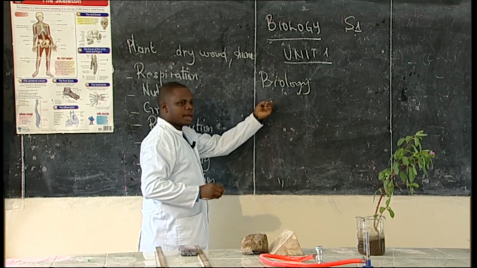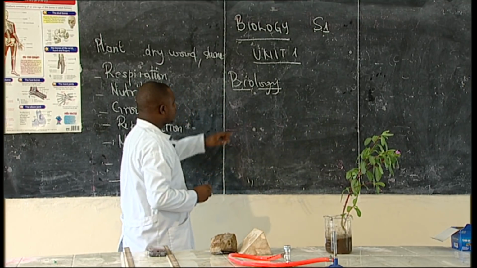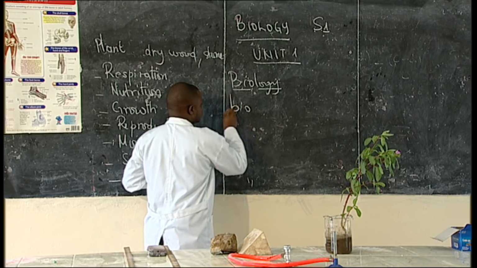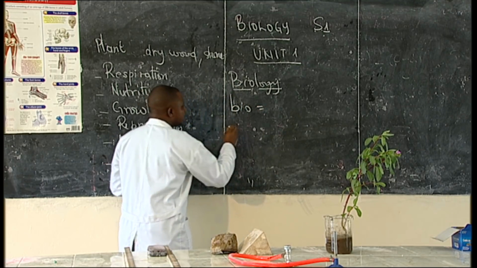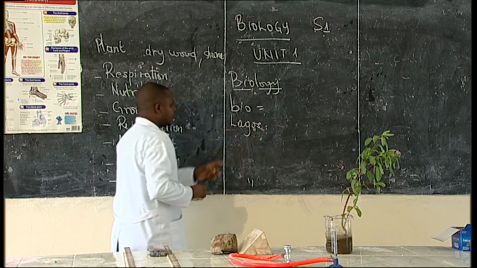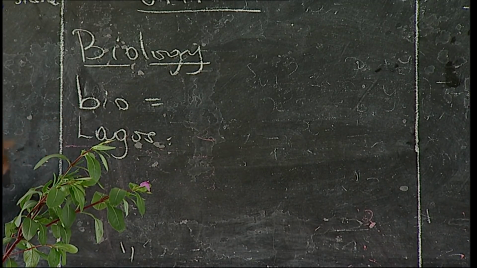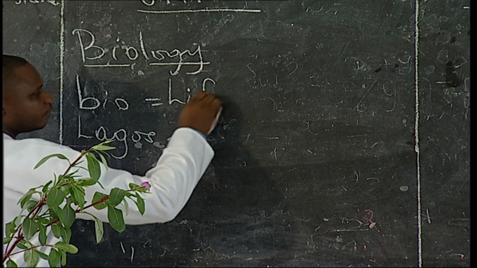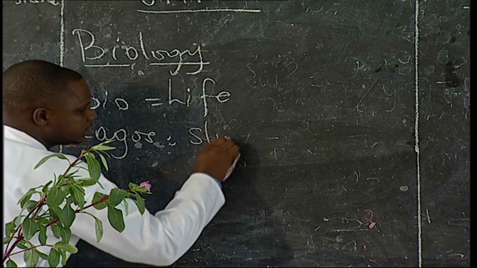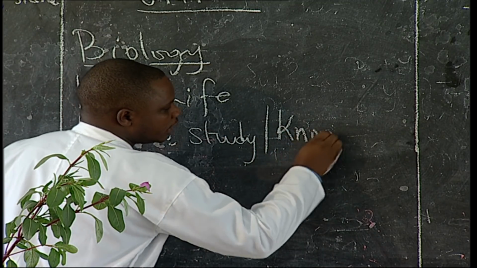When you see this term biology, it is divided into 2. There is bio. There is also another word which means logos. These are 2 Greek words. Bio means life, and logos means study, or we can even say knowledge.